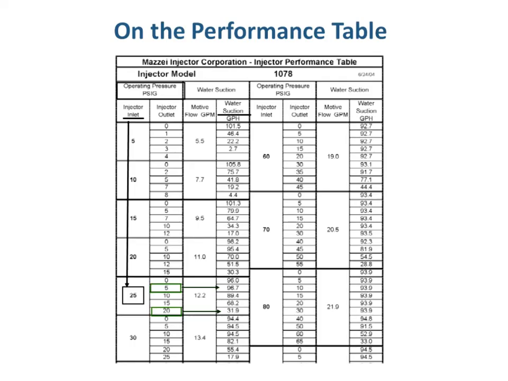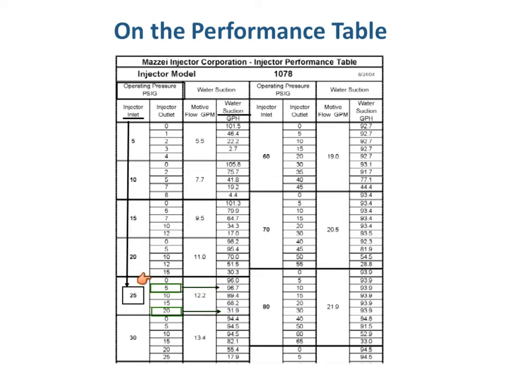So again, you can see on the performance tables, the greater the pressure differential, the greater the suction capacity. But what you'll notice, again, what we were talking about, is at some point you max out the suction capacity. In this case, at 25 psi injector inlet pressure, whether you have 5 psi outlet pressure or negligible outlet pressure, your suction capacity remains pretty constant.